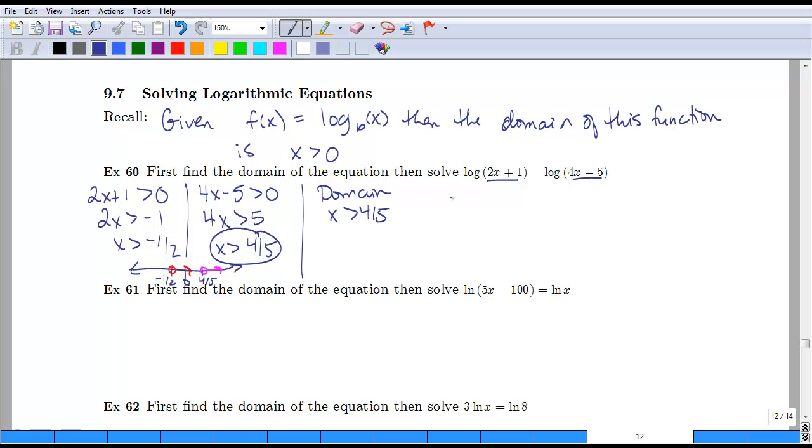And again, if you want to write this in interval notation, this would be from 4/5 with a parenthesis because we're not including the point, up to infinity. So there's the first part of our question. The second part is to solve these.